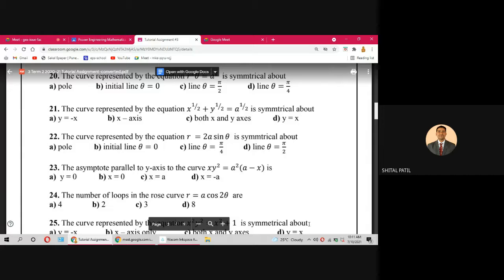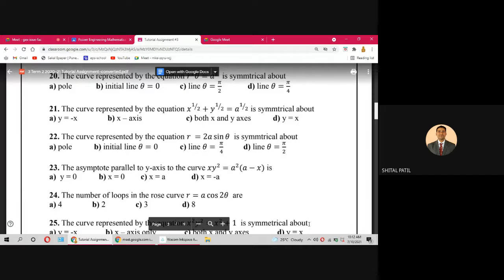Hope this is clear. I'll repeat. To find asymptote parallel to y-axis, we have to equate to 0 the coefficient of highest degree term in y. So which is highest degree term in y? There is only one term in y, xy square. Don't have to consider y square only, we have to consider whole term, xy square. Xy square is the highest degree term. What is the coefficient? X. So write, x equal to 0. That's it.